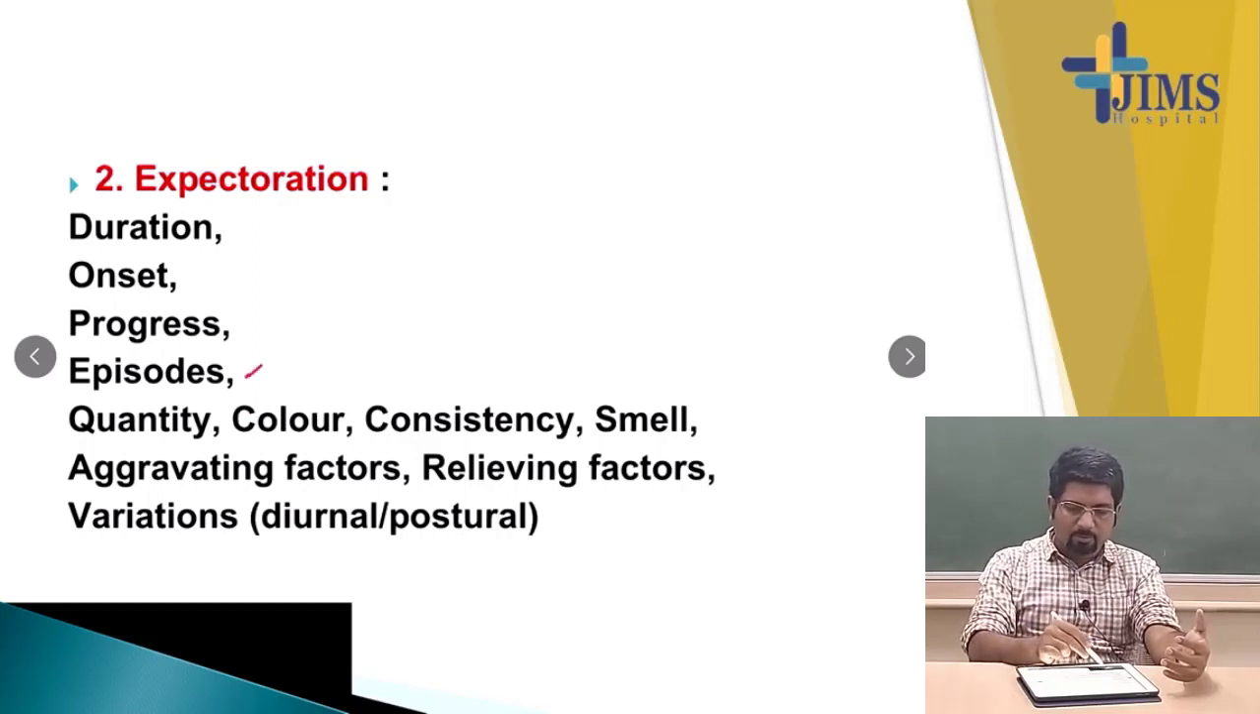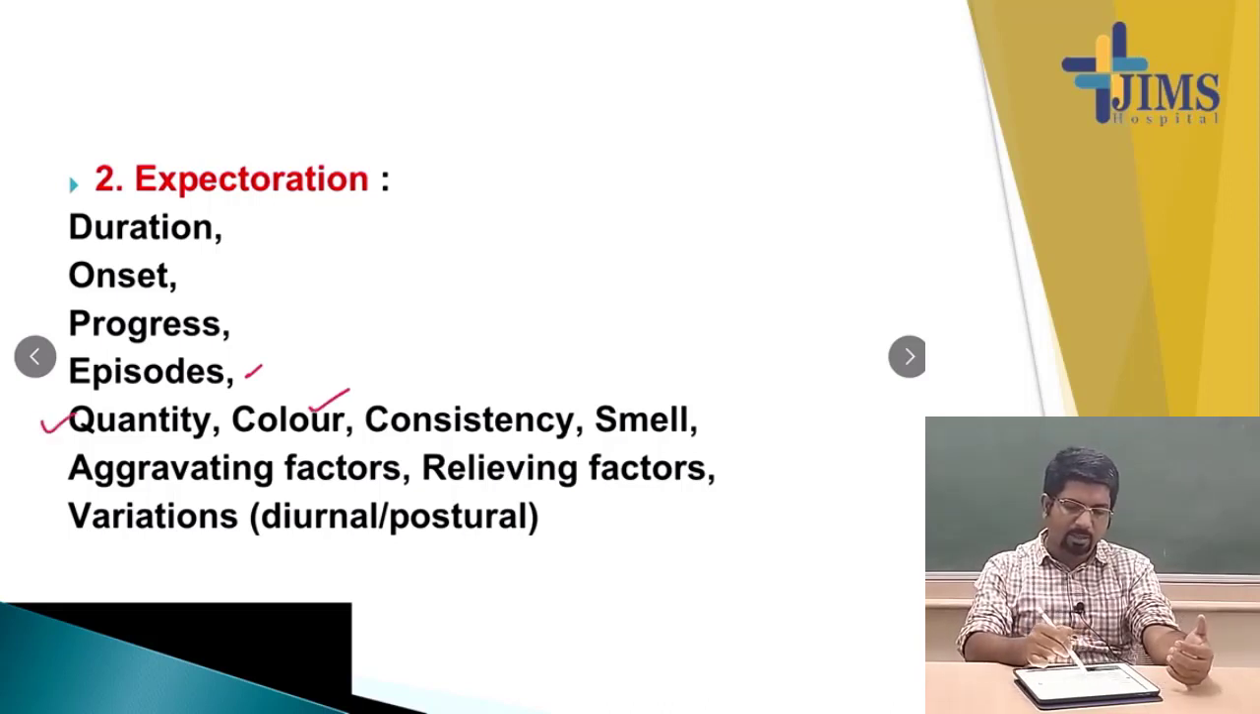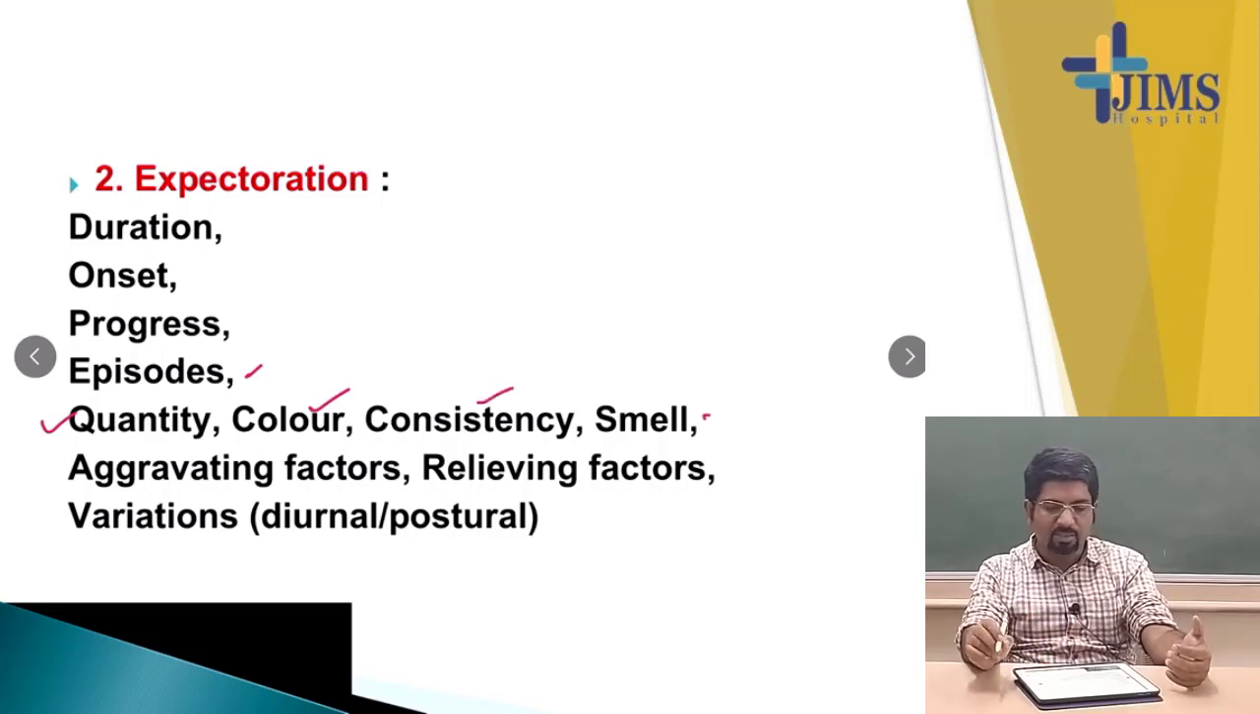And now come to the episodes. You have to take the history, and there is another thing, the quantity, color, consistency and smell. These also help identify whether it is infective or non-infective. And the quantity, if it is very small, or it is a copious amount in the early morning, occurring in episodes, it may point towards bronchiectasis, or it is a chronic cause.